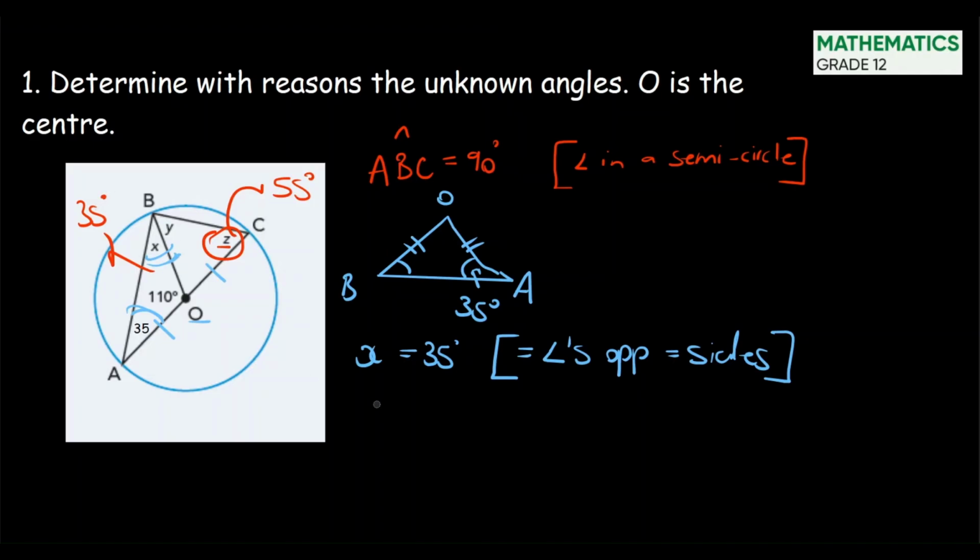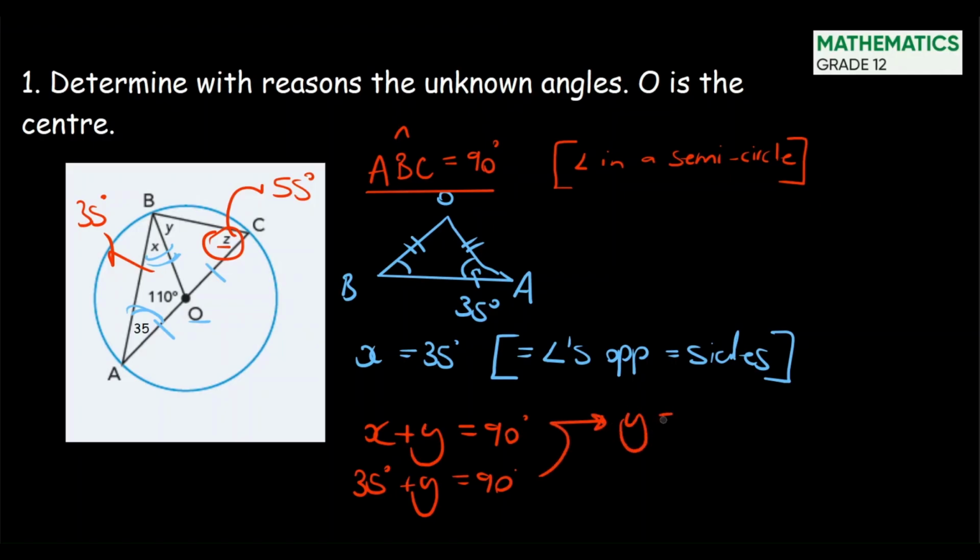So we need to find what Y equals. And that's simple. We know that when we add Y and X, we should get 90 degrees. We've concluded that from ABC. So what we simply need to do is substitute 35 for the X, and we solve for Y. We keep Y on the left hand side, then we take 35 to the right hand side, and we say 90 degrees minus 35, and it should give us 55 degrees.